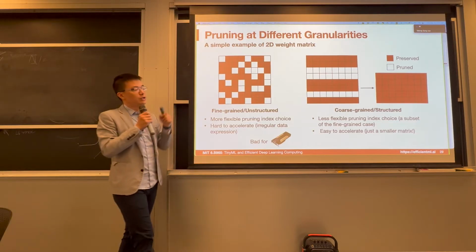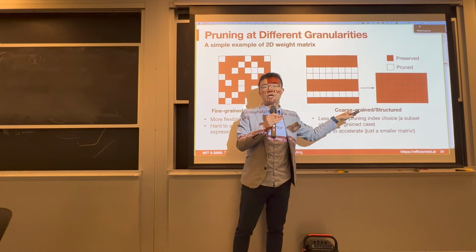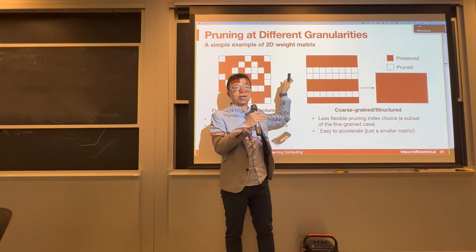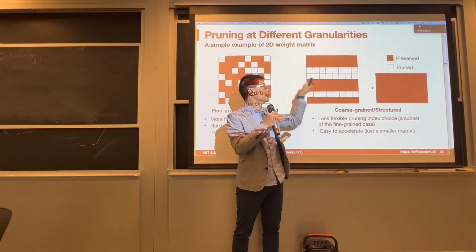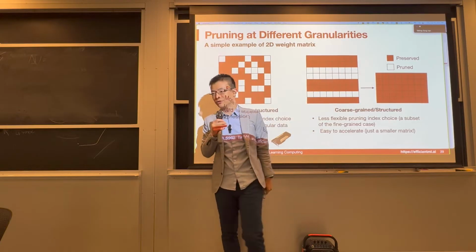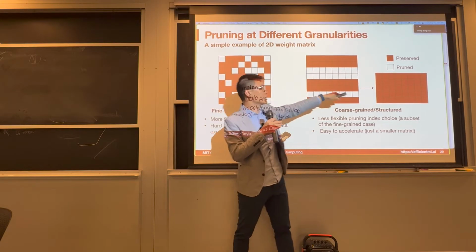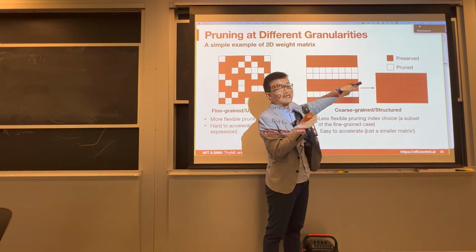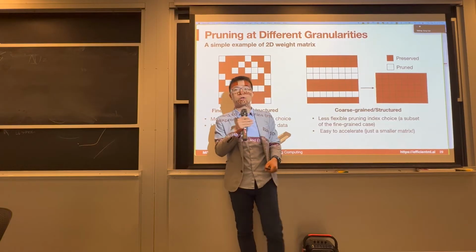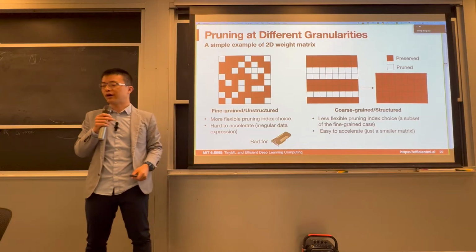On the right-hand side, we have other approaches like coarse-grained or structured pruning. In this example, we are pruning away the entire row. The third row is completely pruned, the fourth row completely zero, so that we can condense this weight matrix from originally 8 rows into only 5 rows. Sorry, initially it was 8 rows. Now it is only 5 rows.